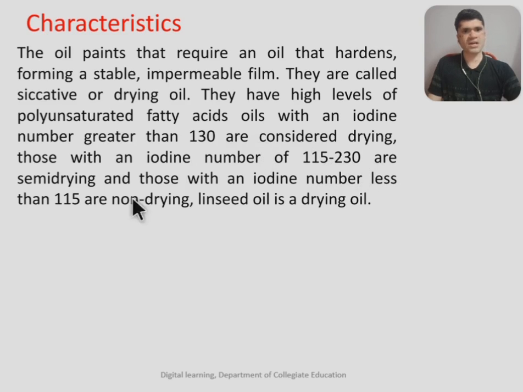Oils with iodine number 115 to 130 are semi-drying. And those with iodine number less than 115 are non-drying, so these oils don't undergo drying. The more double bonds there are, the faster it reacts with oxygen and so dries faster.